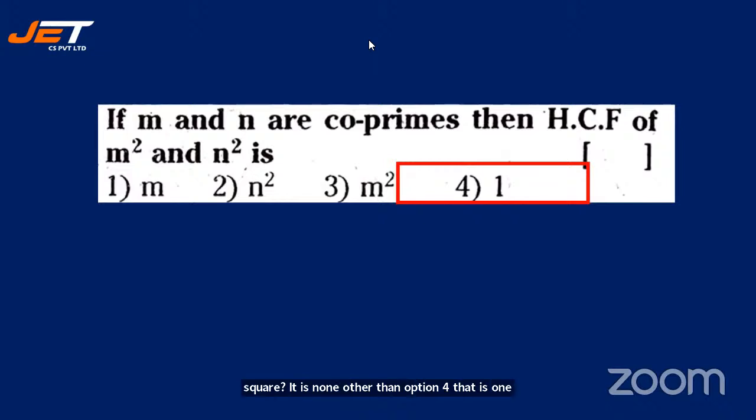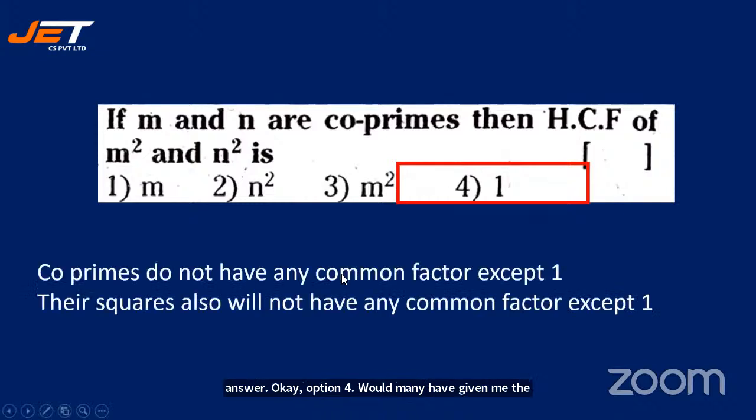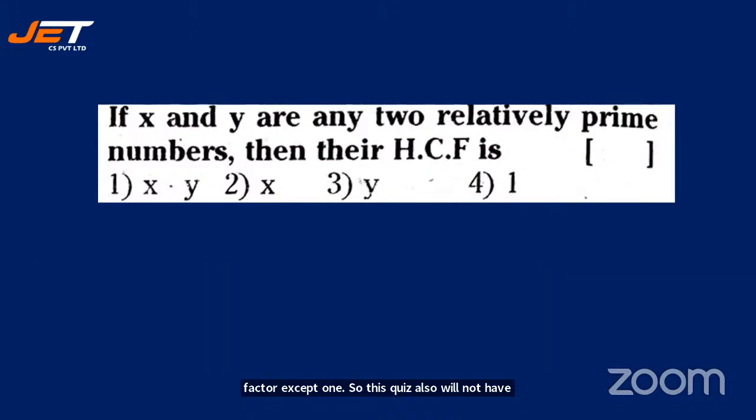Let's see whether anybody has given me the right answer. Okay, option 4. Good. Many have given me the right answer. Yes, perfect. Co-primes do not have any common factor except 1. So their squares also will not have any common factor except 1. Yes, right. See the next question.